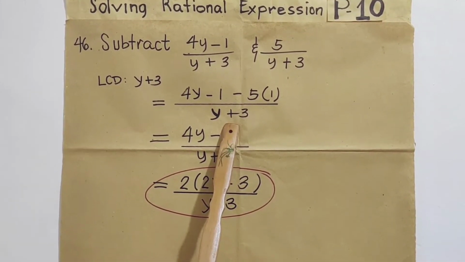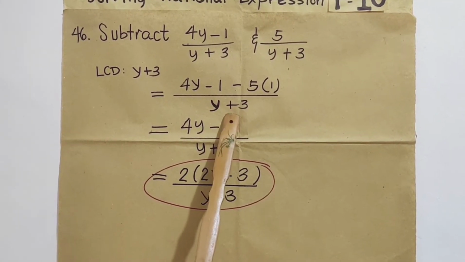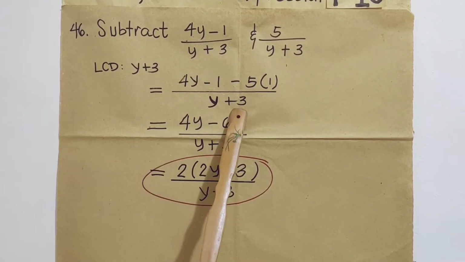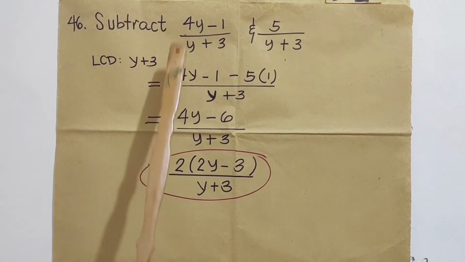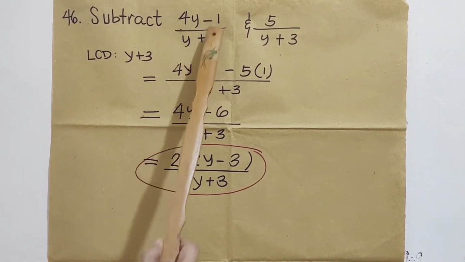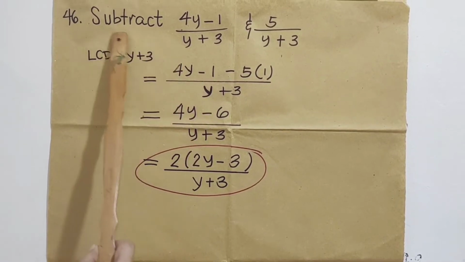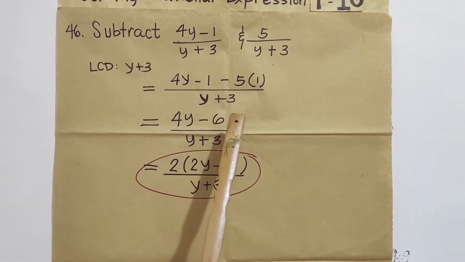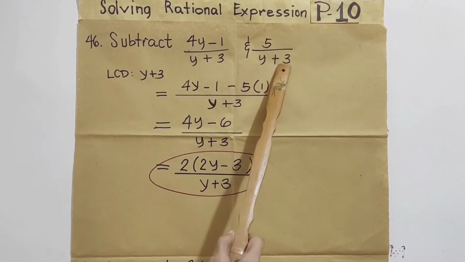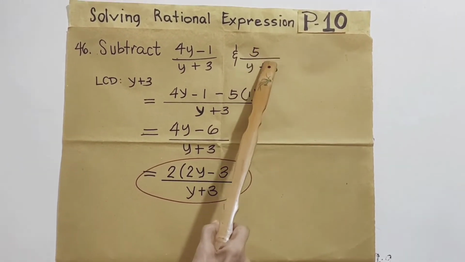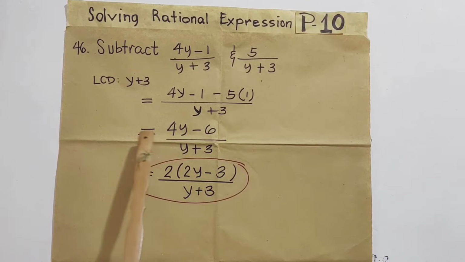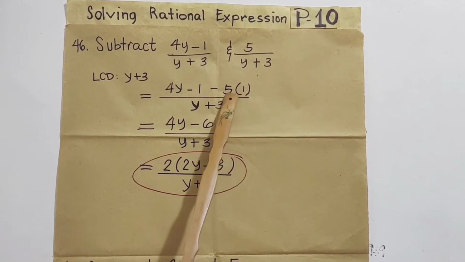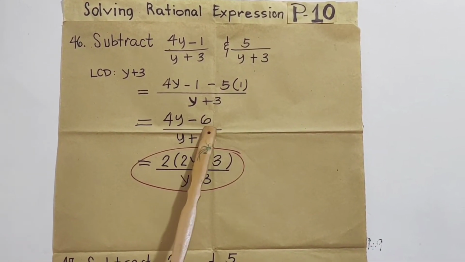Then our second step is to divide the LCD by the denominator of the first rational expression. So y plus 3 divided by y plus 3 equals 1, then multiply to the numerator 4y minus 1. So the answer also is 4y minus 1. Since it is subtraction, we write the sign of subtraction. Then y plus 3 divided by y plus 3 equals 1, then multiply to the numerator, that's why we have here 5 times 1. Then we're going to simplify: negative 1, negative 5 times 1 equals negative 5, then plus negative 1 equals negative 6.